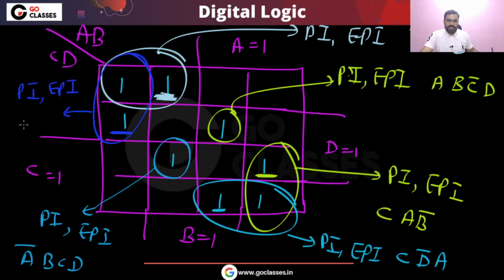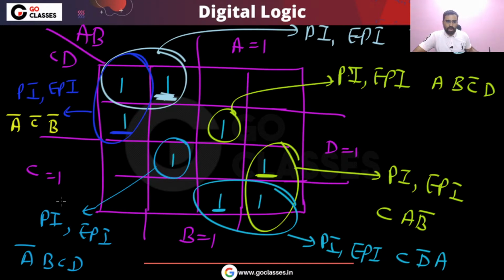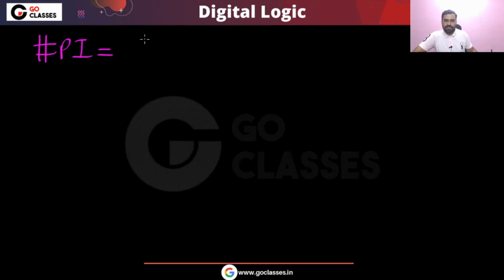And what is this expression? This is in the area of A bar, in the area of C bar and in the area of B bar. A bar, C bar, B bar. So finally, how many PI are there? What is the number of PI? You can check the number of PI. So you can notice PI. Okay, so total 6 PI we have, and all of them are EPI.